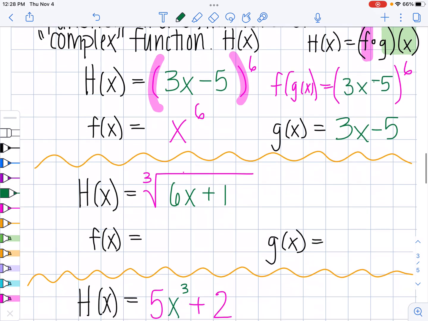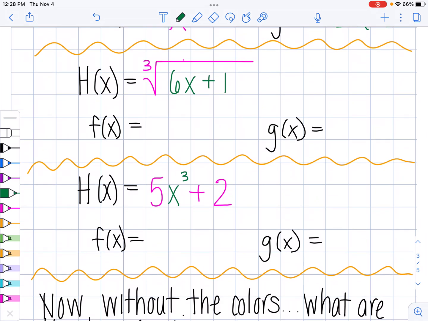Okay, let's try again. So I have h of x is equal to the cube root of 6x plus 1. So remember, the g is the function I'm plugging in. So I'm plugging in 6x plus 1 to my skeleton, which in this case is the cube root of x. Because you have to remember, this would be an x here, so wherever you would put a parentheses, that is what the x value would be in your parent function, or what you're plugging into.